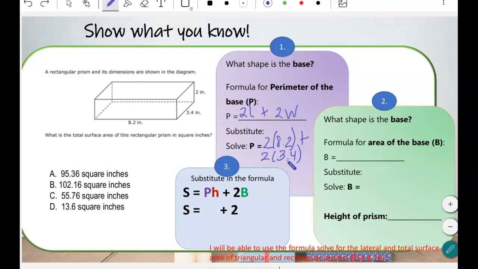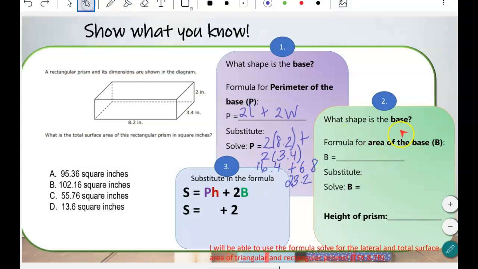So we have 2 times 8.2 is 16.4. So I'm going to go ahead and jot that down, even though I kind of ran out of room, 16.4, and then 2 times 3.4 is 6.8. And then you're going to add those together to get the P. And you should get 23.2. So that's what P is.